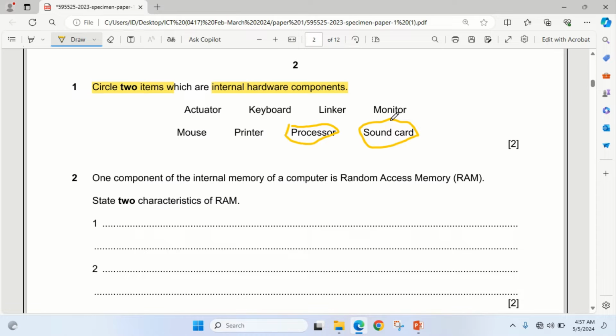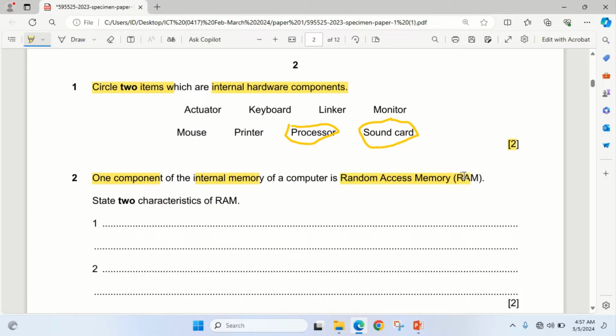So this is how to answer questions like this. And don't forget, this question is for 2 marks. So having circled the 2 items, you earn your full 2 marks. Then question 2, one component of the internal memory of a computer is random access memory, RAM. State 2 characteristics of RAM.